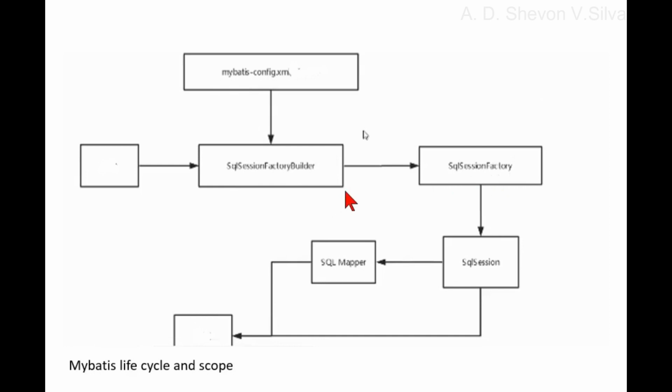Therefore, the best scope for instances of SQL session factory builder is method scope. That is a local method variable. You can reuse the SQL session factory builder to build multiple SQL session factory instances, but it is still best not to keep it around to ensure that all of the XML parsing resources are freed up for more important things.